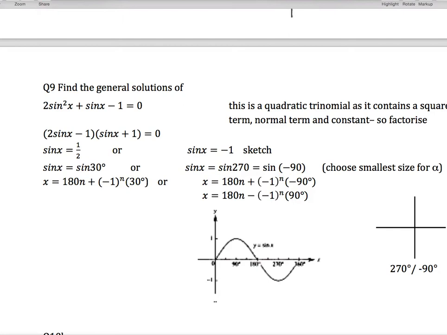Okay? Now we're going to look at some harder examples of general solution, and we'll have to look at the auxiliary angle method.